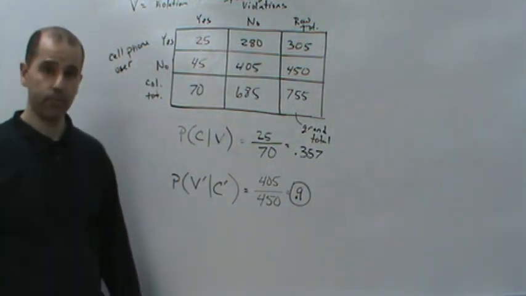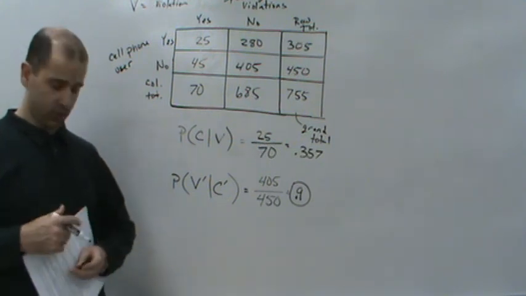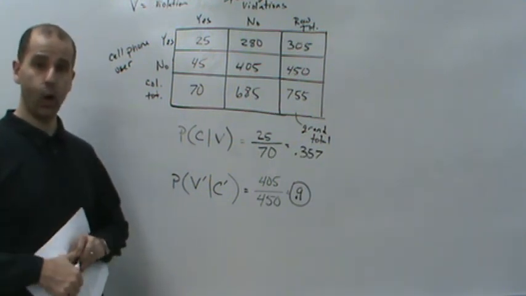Does that make sense? So this is the way you would use contingency tables to help answer questions about probability. And I hope that helps.